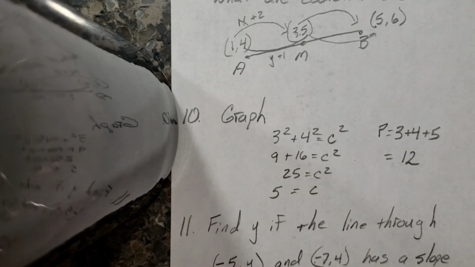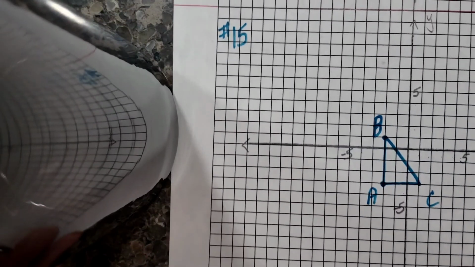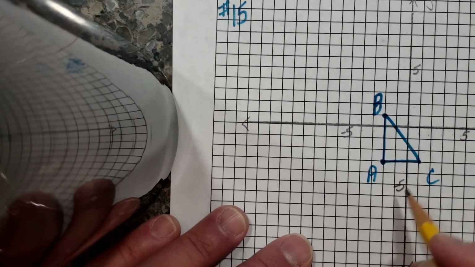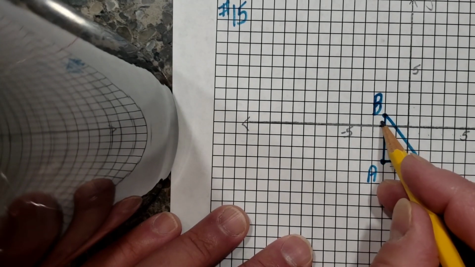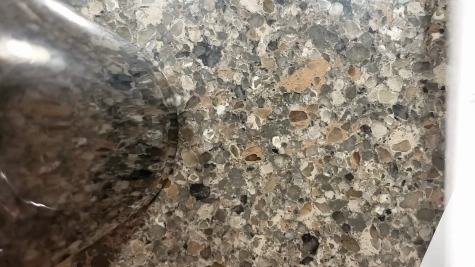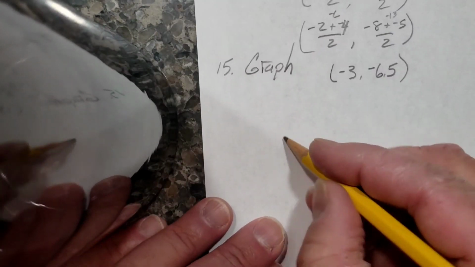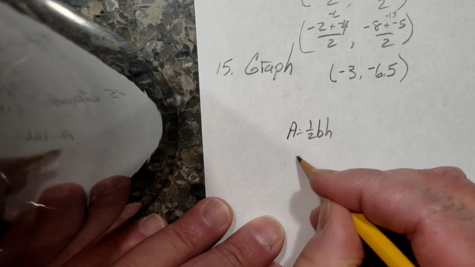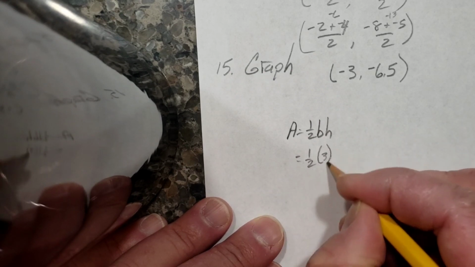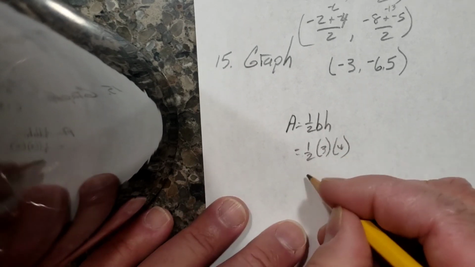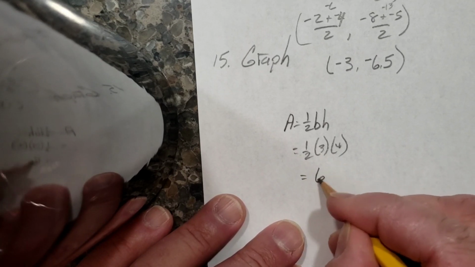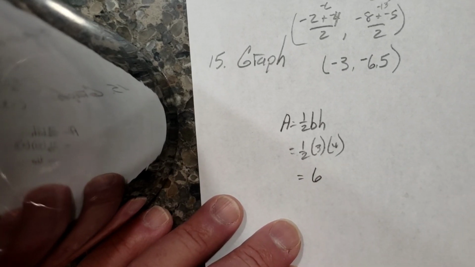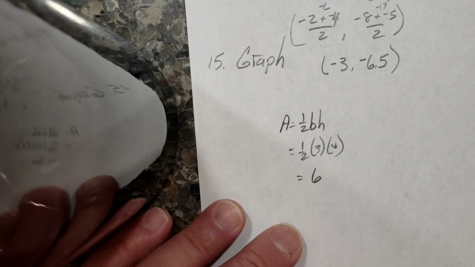Very simple. Now 15, what we're going to do, same thing. It's the same 3-unit base, 4-unit height, and we know the area of a triangle is 1/2 times your base times height. So 1/2 times 3 times 4 gives you 6 for your area. Okay? And that's the review page here.